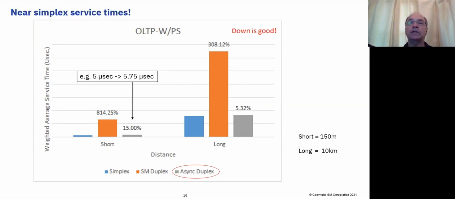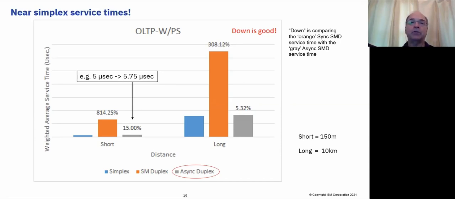If we move this so that we're farther away, let's say 10 kilometers away, and we've added a whole bunch of latency to the secondary structure, we can see that the orange bar for synchronous SMD is much worse. So in the chart, down is good because we're comparing synchronous SMD in the orange with async SMD in gray.